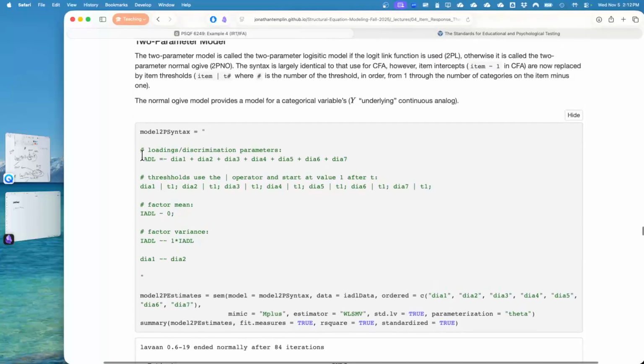But we have to denote it a little bit differently with our syntax if we want to refer to it. So the first threshold for item 1 has the name of the item, the pipe character, and the name that you're going to give a label to it for the threshold.